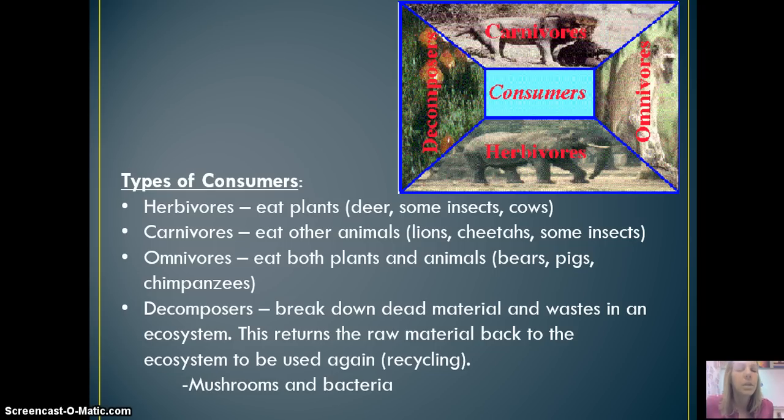And then lastly, we have decomposers. Decomposers break down dead material and waste in an ecosystem. So these are in the ground, they decompose different dead material that used to be living material and kind of recycle that. Examples of those would be mushrooms and bacteria.